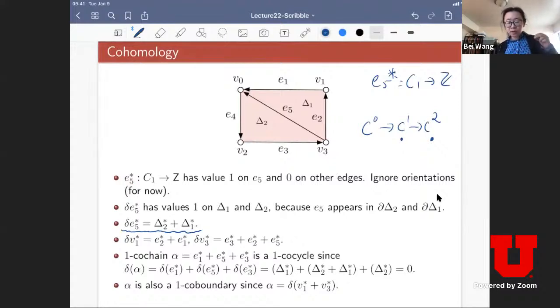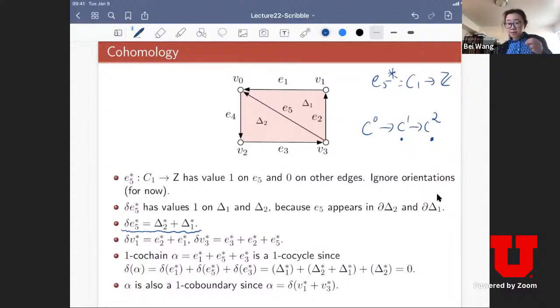And now the co-boundary of E5 star is going to be the star of all the triangles that contain E5 on their boundary. Another way to think about it: what are the triangles that E5 is adjacent to? What are the triangles that contain E5 on their boundary? 1 and 2. Exactly. So the definition we just went through in the previous slide really means that if I take the co-boundary of E5 star, I will get delta 1 star plus delta 2 star.